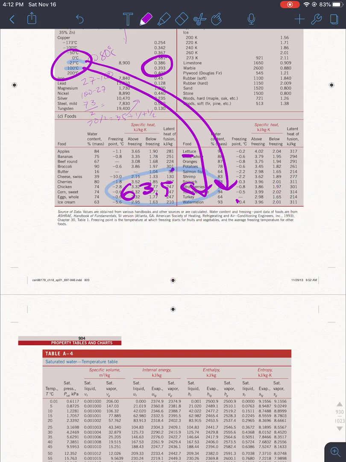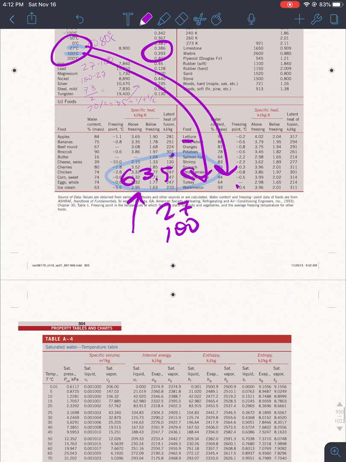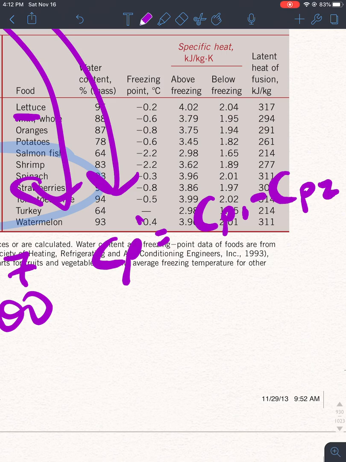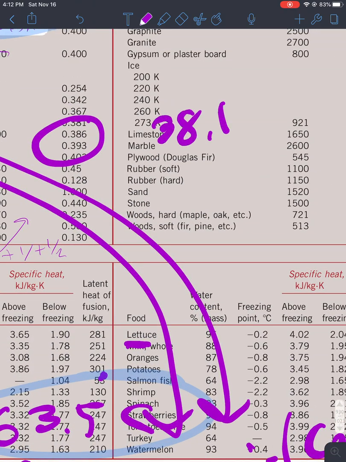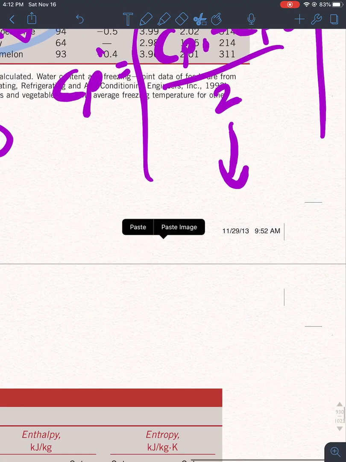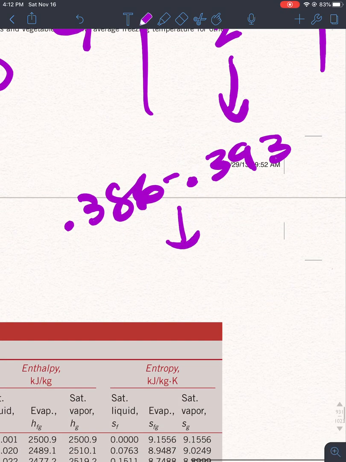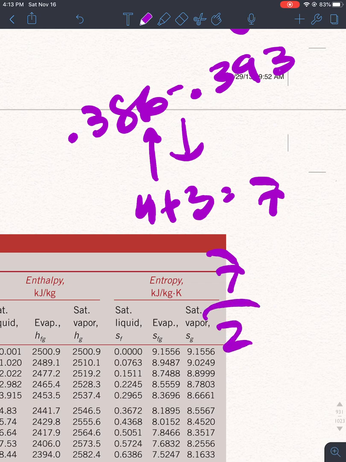But if you want to find a little bit more accurate CP, you got the average temperature, the halfway temperature between 27 and 100, and the average CP, you take an average. CP1 minus CP2, take absolute value just because, divide by 2. 0.386 and 0.393, which is here. The difference, let's count. 1, 2, 3, 4 plus 3 equals 7. Hooray! 7.